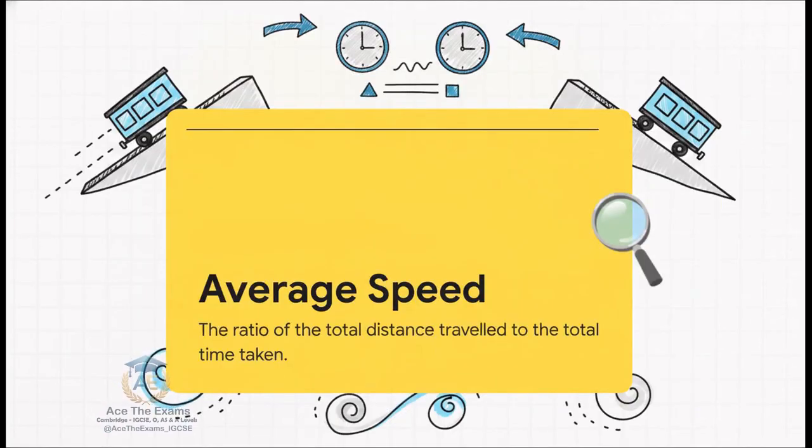Okay, let's start applying step 1 of our framework, the concept. In our source material, average speed is strictly defined as the ratio of the total distance traveled to the total time taken. This right here is your foundation.